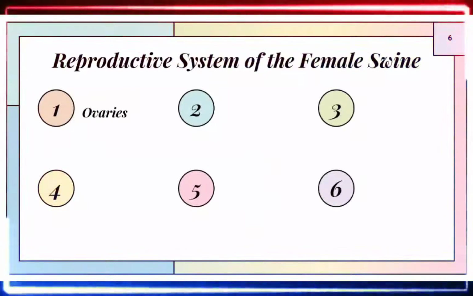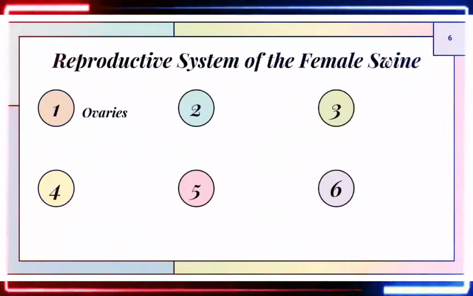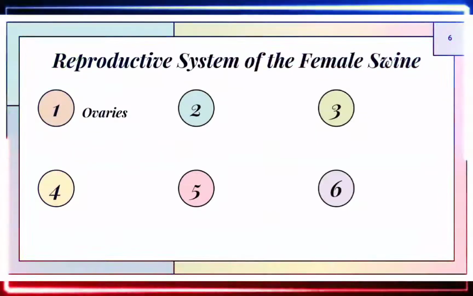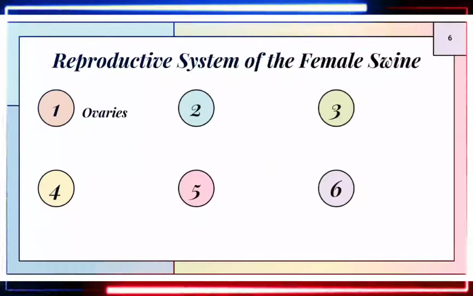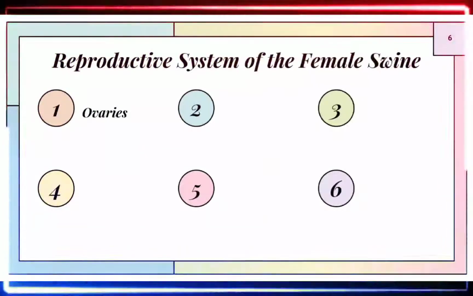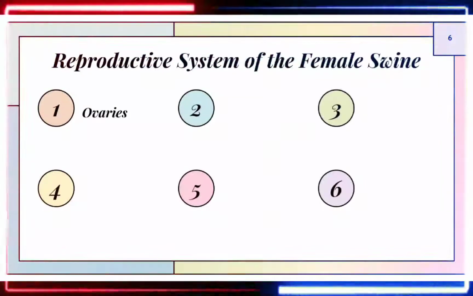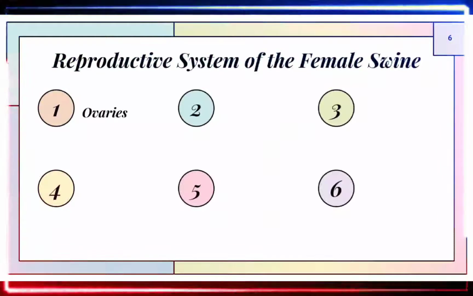Ovaries. The ovary is the primary part of the female reproductive organ, which is responsible for both production and release of egg cells, or ova, and the production of female sex hormones, which are estrogen and progesterone. The broad ligament, mesovarium, attaches the ovary to the dorsal walls of the sublumbar region of the body cavity.